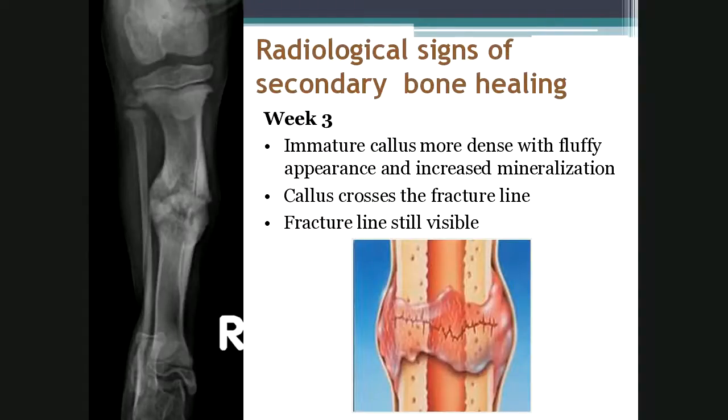By the 3rd week, the immature callus becomes more dense and has a fluffy appearance due to increased mineralization. The callus can cross the fracture line. For example, here, you can see all of this mixture of new bone is callus formation, because it's less opaque than cortical bone, and the fracture line here is still visible.